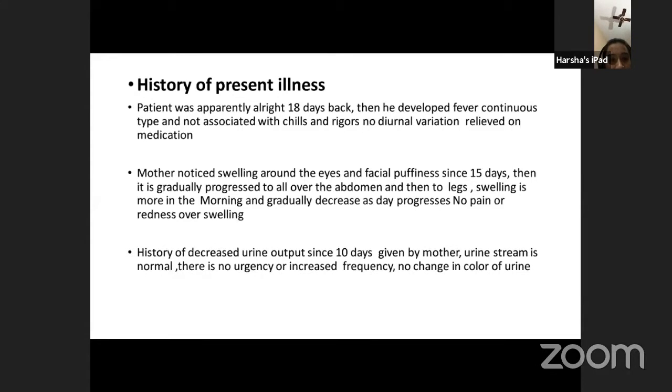Okay, Anand, that's a very briefly put history of presenting illness. So let's analyze this, okay? You nicely described the fever. After all this description, where do you think is the focus of fever over here? Do we know anything by history so far? Where is the focus of fever so far? Do we know anything about where the focus is? We don't know yet, right? We don't know what this fever of 18 days is actually due to.